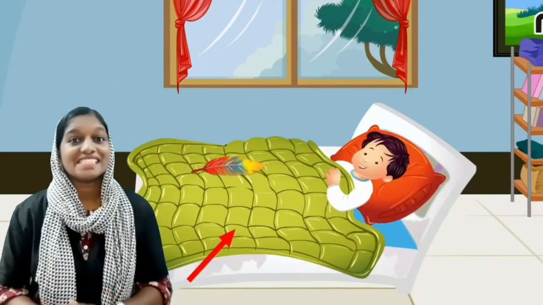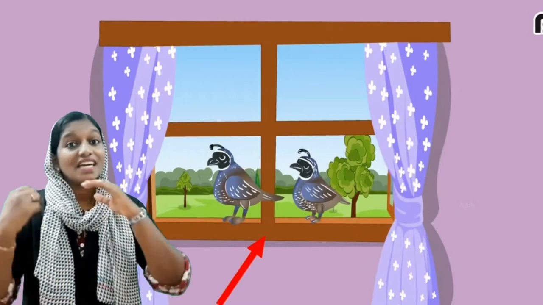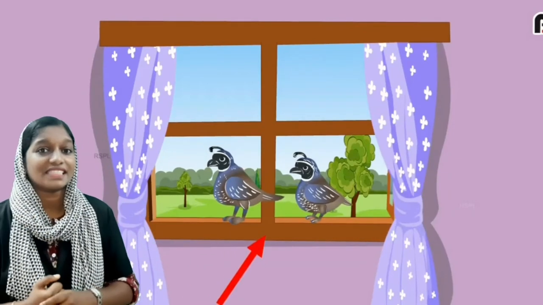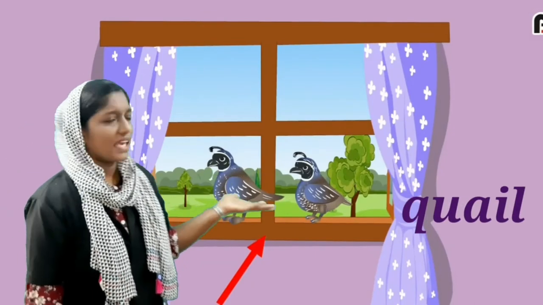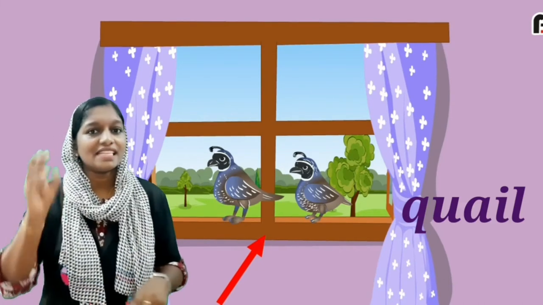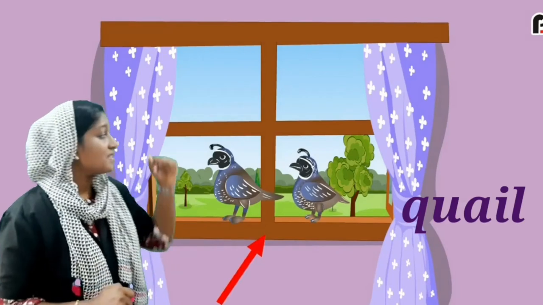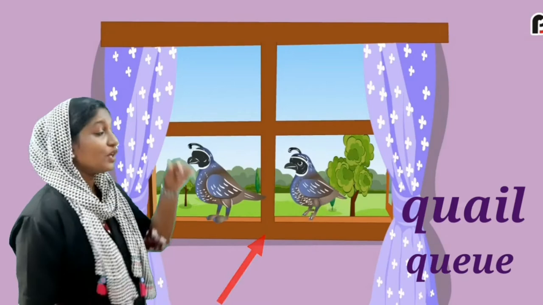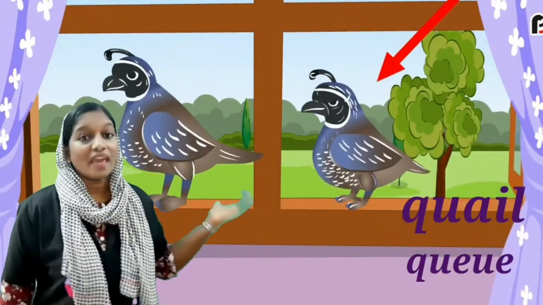Okay. You can see some birds on the window. They are sitting one after the other. That is a small bird and it is called a quail. It lays small eggs and we used to have that. So this is a quail. Q for quail.